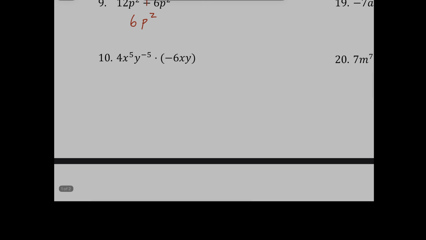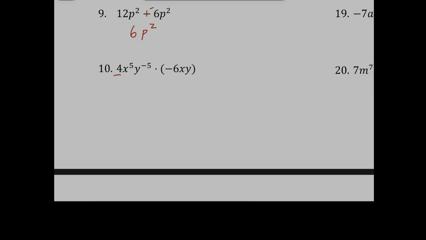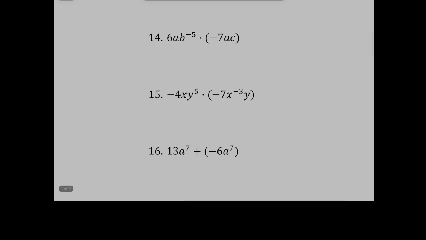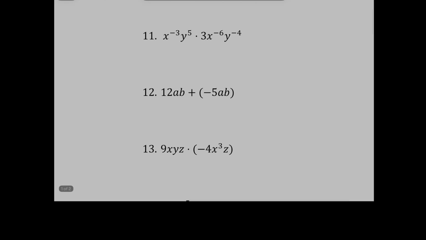All right. This one is multiplication, so I'm going to multiply these, and I'm going to get a -24. X to the what? To the 6. Y to the what? To the -4, because that's -5 plus a 1 to give me my -4. Okay? All right, let's keep going. Let's go on to number 11.